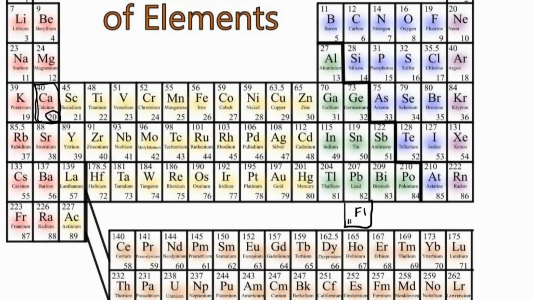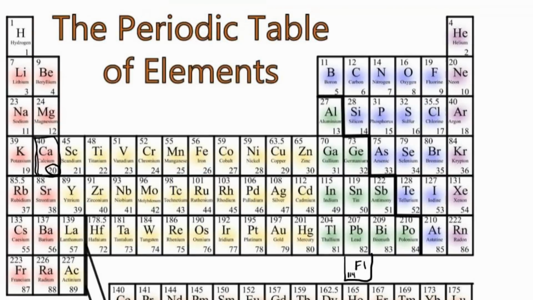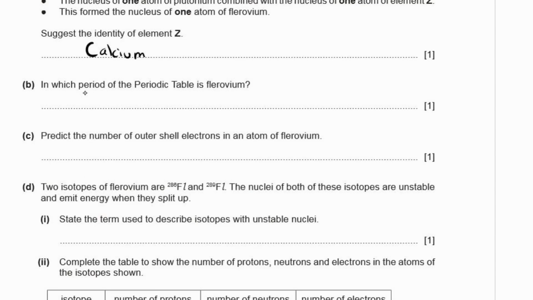So Fl 114. Oh, all right. So flerovium 114 is right here. What that means is that we need to figure out which period that's in. Okay, so we have the groups at the top, but these are groups. And going down the side, these are periods. So we have period 1, period 2, 3, 4, 5, 6, 7. Okay, so flerovium is in period 7.